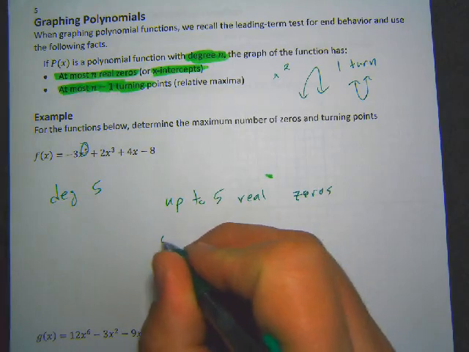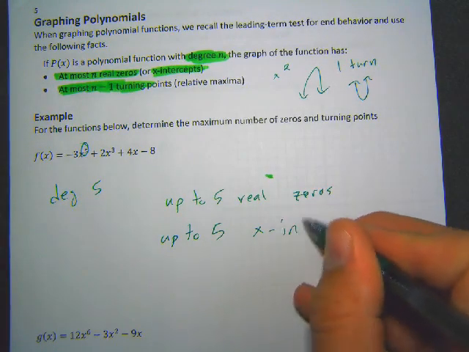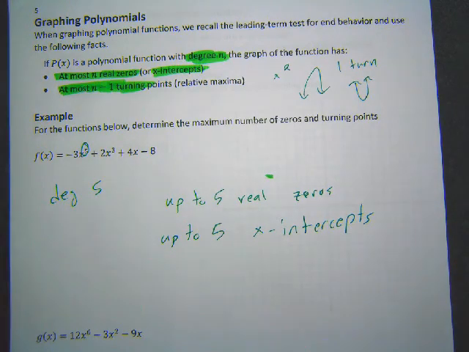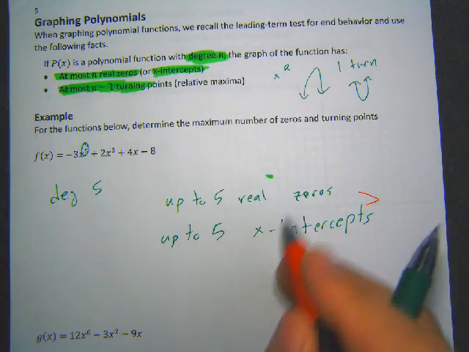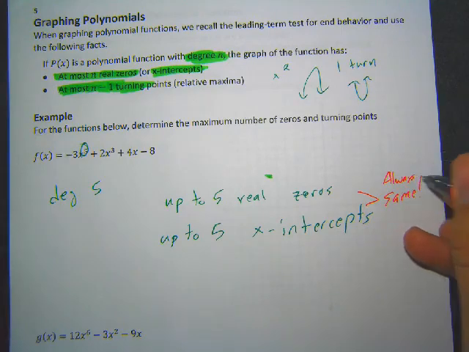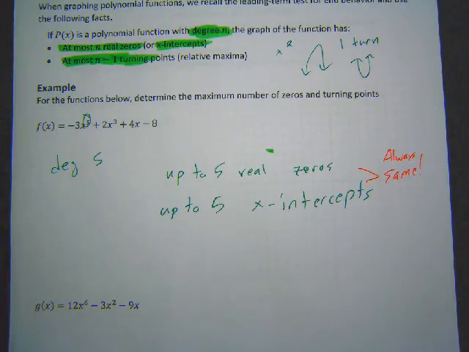And then it can have up to 5 x-intercepts. Like I said, it's going to ask for both of these. It's really silly because these are always the same. They have to be the same. Every real zero is an x-intercept, so those are always the same. So I don't know why they ask for them separately. It's kind of silly. But the turning points is different, right?